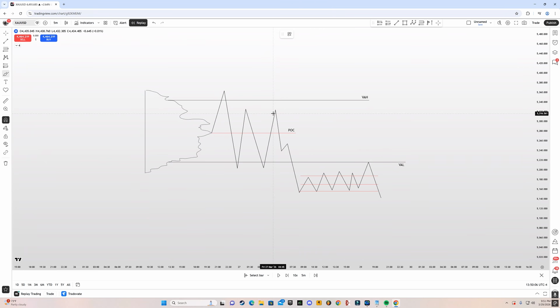My goal here is to make things easier for everyone. If you don't have access to Orderflow, you can just use this. I promise you it works.